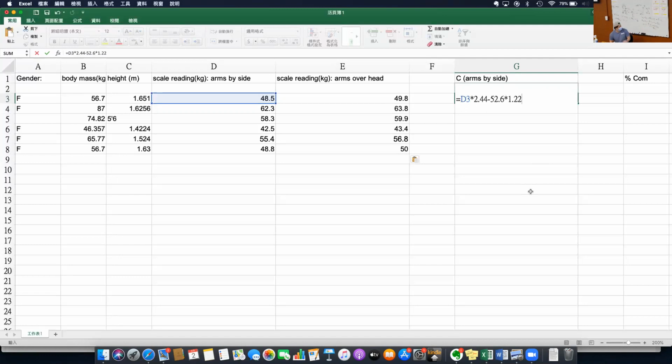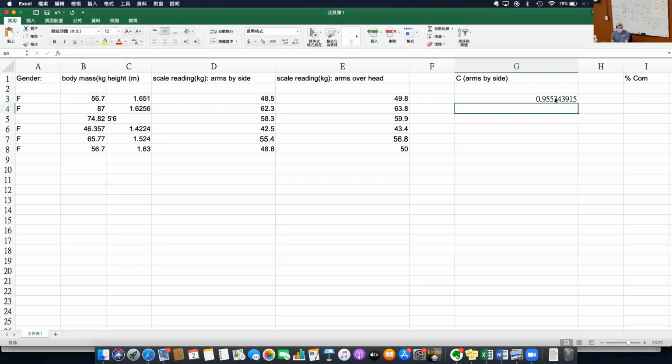Then the whole thing we need to divide by body weight. So we put a parenthesis here, and then divide by body weight, which is B3. B3. And we just click enter, and the magic happens. Wow, 0.95. What does that mean?